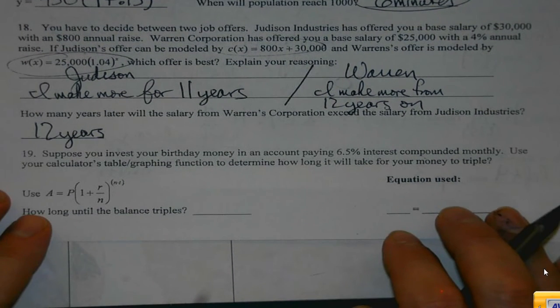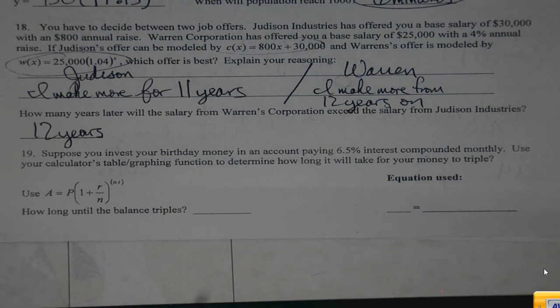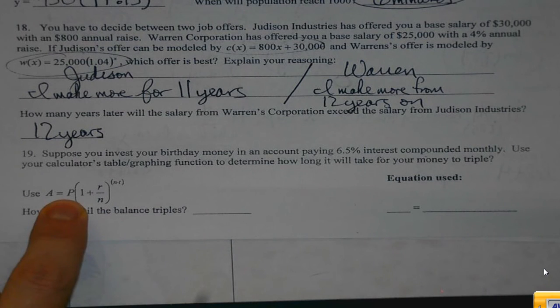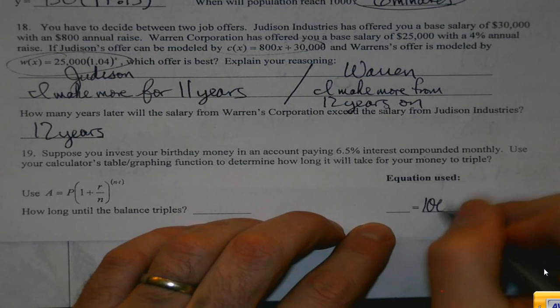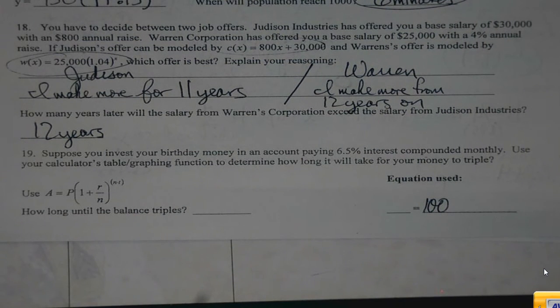And our last one. We're going to invest our birthday money. Woo, birthday money. In an account paying 6.5% interest compounded monthly. Use your calculator's function to determine how long it will take for your money to triple. Okay. First issue. When I'm doing my equation, principal. How much money do I have at the start? Make it up. Let's be realistic. This isn't even realistic, but that's okay. We'll do 100. If you want to get a lot more birthday money, you can make it more.